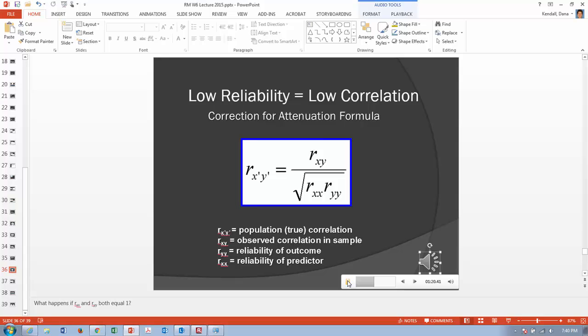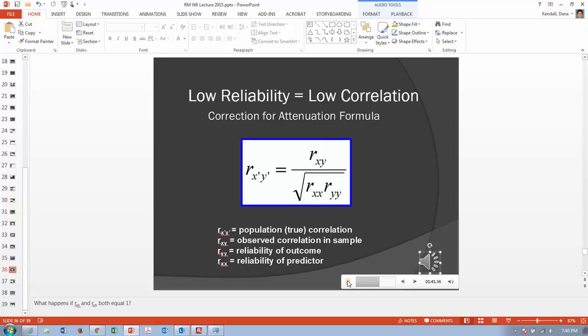And so substituting in those numbers would be a test-retest correlation. It would be an inter-rater reliability for both the predictor and the outcome, or the alpha, Cronbach's alpha for the scale. You could substitute those numbers in to the denominator of this equation.